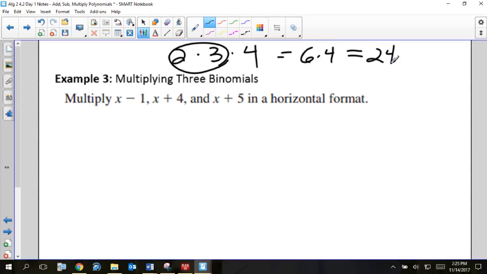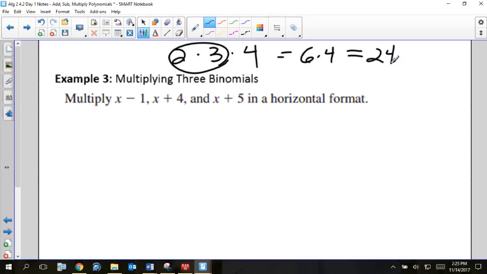And with multiplication, did I have to go left to right if it's all multiplication? No. Not if it's all multiplication. I could go in any order. So I could do 3 times 4 first, 12 times 2. Or I could do 4 times 2, 8 times 3. You could multiply in any order you want, but you have to do two of them, take that answer, and multiply by the third. Same thing.